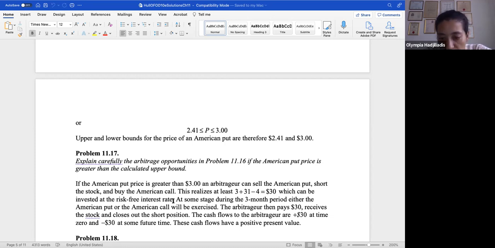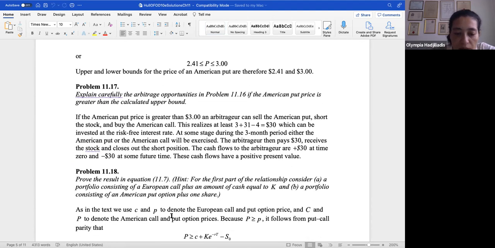At some stage during the 3-month period, either the American put or the American call will be exercised. The arbitrageur then pays $30, receives the stock, and closes out the short position. The cash flows to the arbitrageur are $30 at time 0 and minus $30 at some future time. These cash flows have a positive present value. So the next problem, which is 11.18, prove the result in equation 11.7.